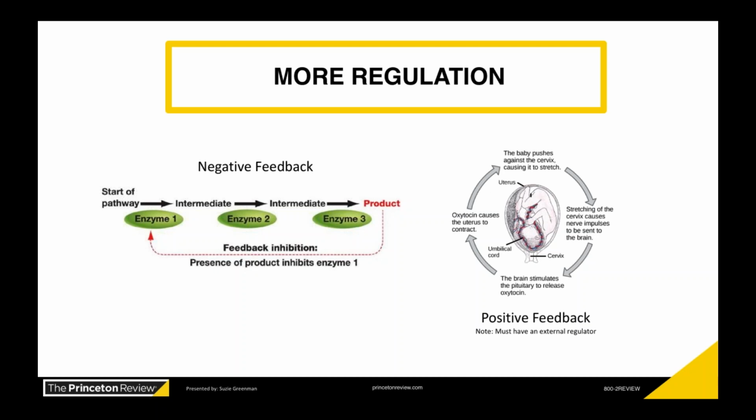So for positive feedback to occur, we must have what's called an external regulator. There needs to be something that will allow this to stop. So in this particular case, the external regulator is the removal of the baby. It's removing the relationship between the contraction of the uterus and the signal heading to the brain, right? Because when you contract the uterus, it's the baby that causes the stretch receptors to be activated. So removing the baby and you stop the positive feedback cycle.